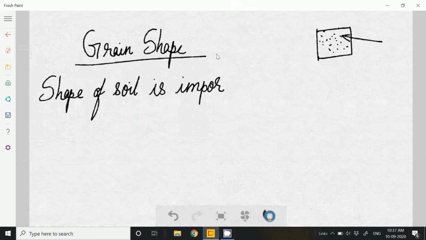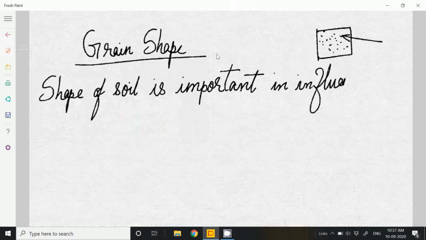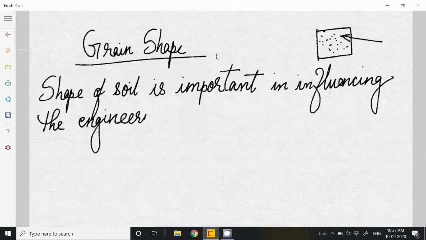Shape of soil is important in influencing the engineering behavior of the soil.